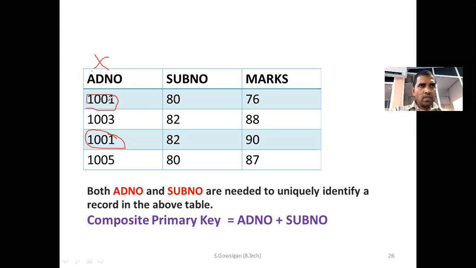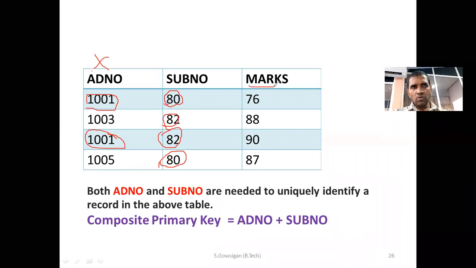So if it is not primary key, go to the second field and check whether it has the ability to become a primary key. Okay, look at the subject number. Can it become a primary key? Again, no. The answer is no. Why? Look here, duplication is very clear. 80 registered twice. 82 registered twice. So when subject number has duplication, it can never be set as primary key.